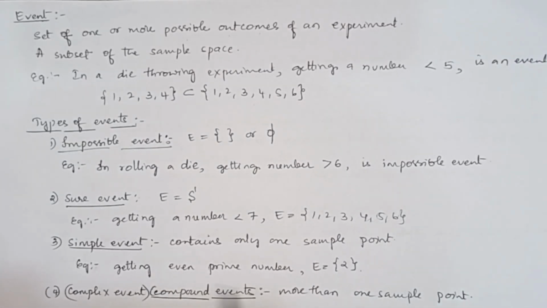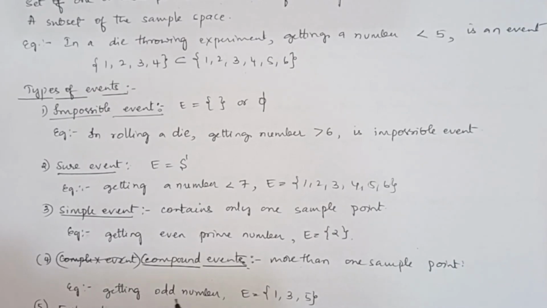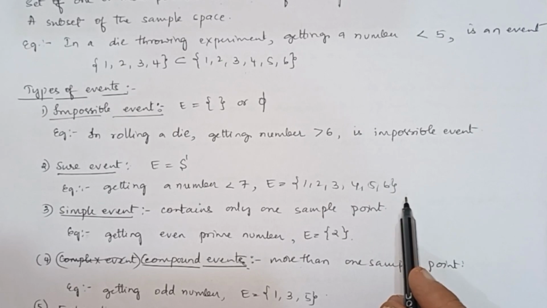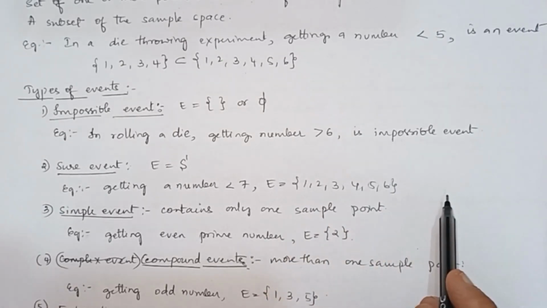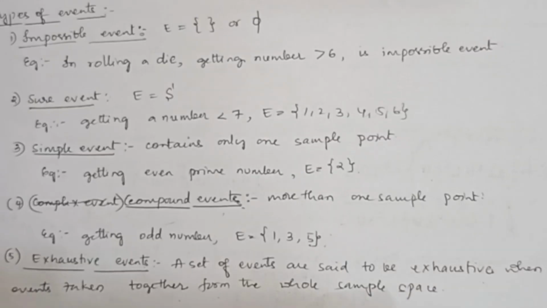Next, compound event. Compound event means it has more than one sample point. The number of elements in that event is more than one. So, for example, getting an odd number, E equals {1, 3, 5}. When you throw a die, there are a total of 6 possible outcomes, out of which the odd numbers are 1, 3, 5. Therefore, this event is a compound event.